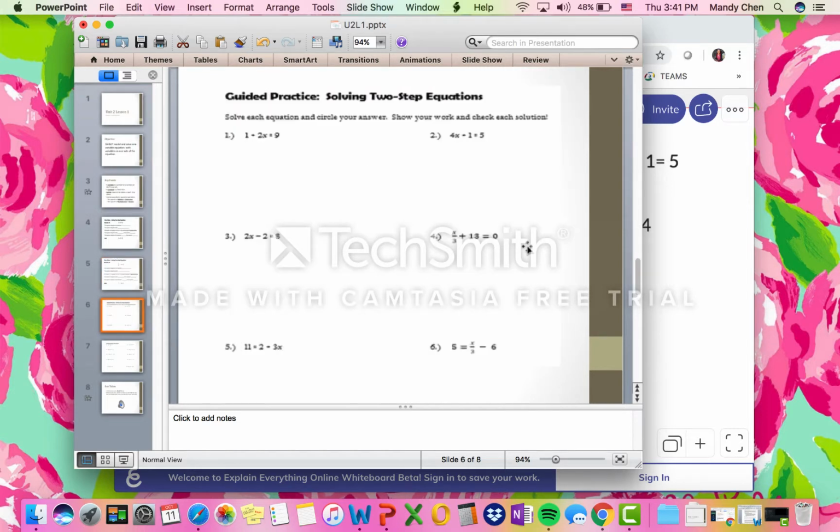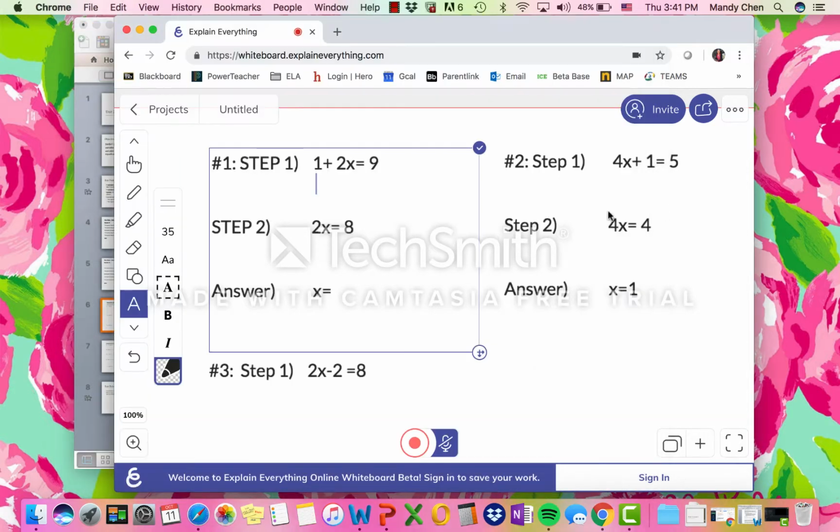To give us some examples to see how it actually looks when we have a problem, we're going to start off with example number 1 on our whiteboard: 1 + 2x = 9. As you can see, we have our steps already listed. Step 1 shows 1 + 2x = 9. Step 2 shows us what our answer would be once we are done with that step. And last, we'll have our answer, which is x equals something.